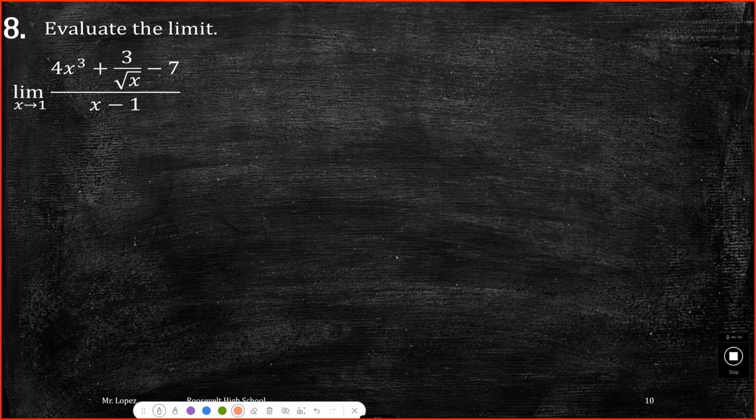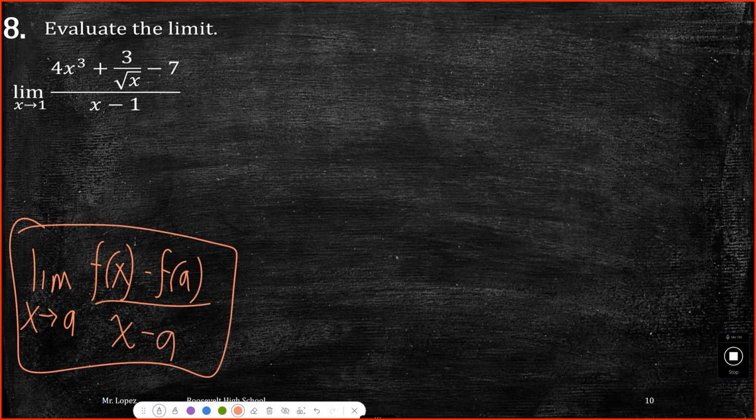It says evaluate this limit. And they're like, I have no idea what to do here. But if you understand the definition of the limit, there were 2 definitions, and this one looks to be the second definition of the limit. The second definition says the limit as x approaches a of f of x minus f of a over x minus a.